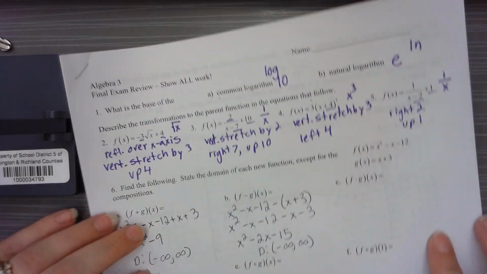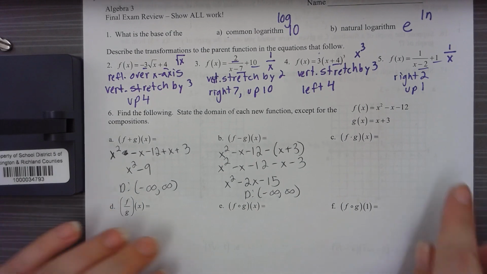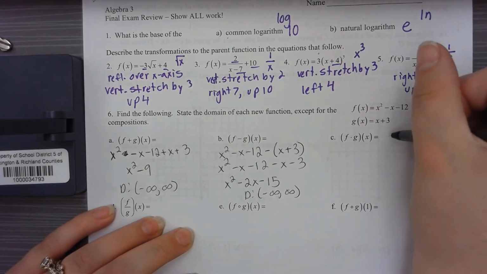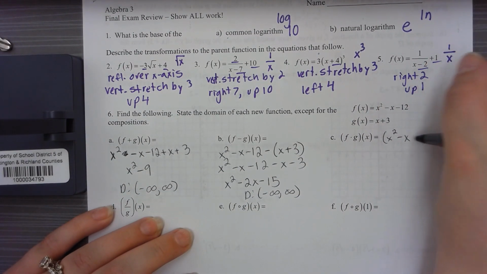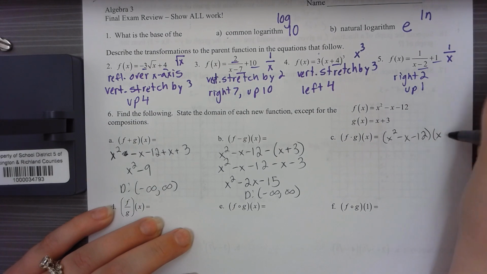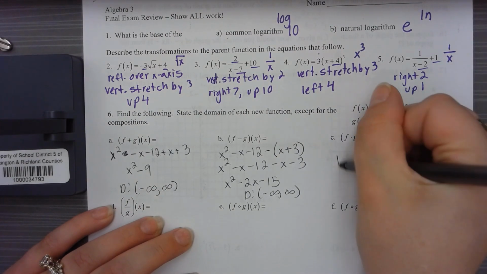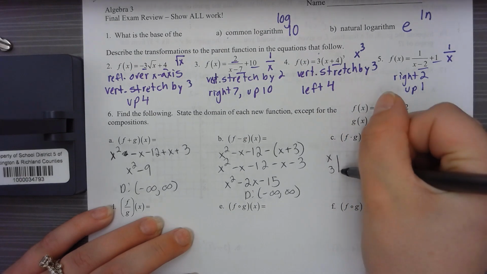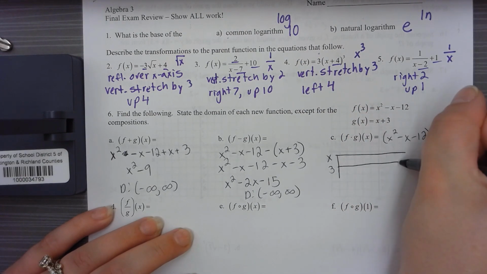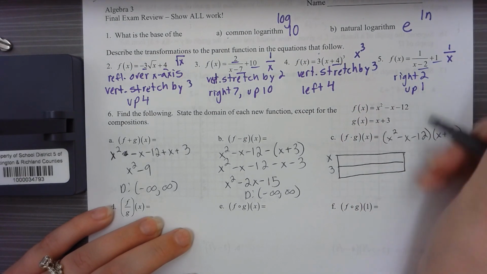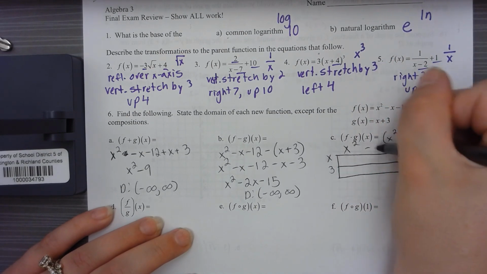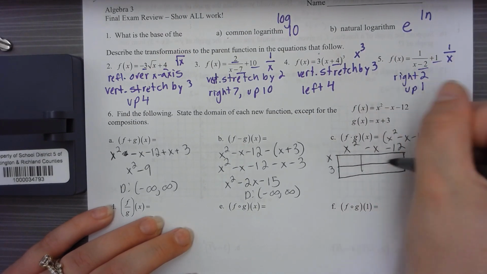Okay. So the next one we're doing multiplication, and so because we're multiplying these, the setup looks like this, but to help us multiply it out, we are going to go ahead and use the box. So we'll put x plus 3 on the side, and then we'll put x squared minus x minus 12 up here, and we'll multiply it out.